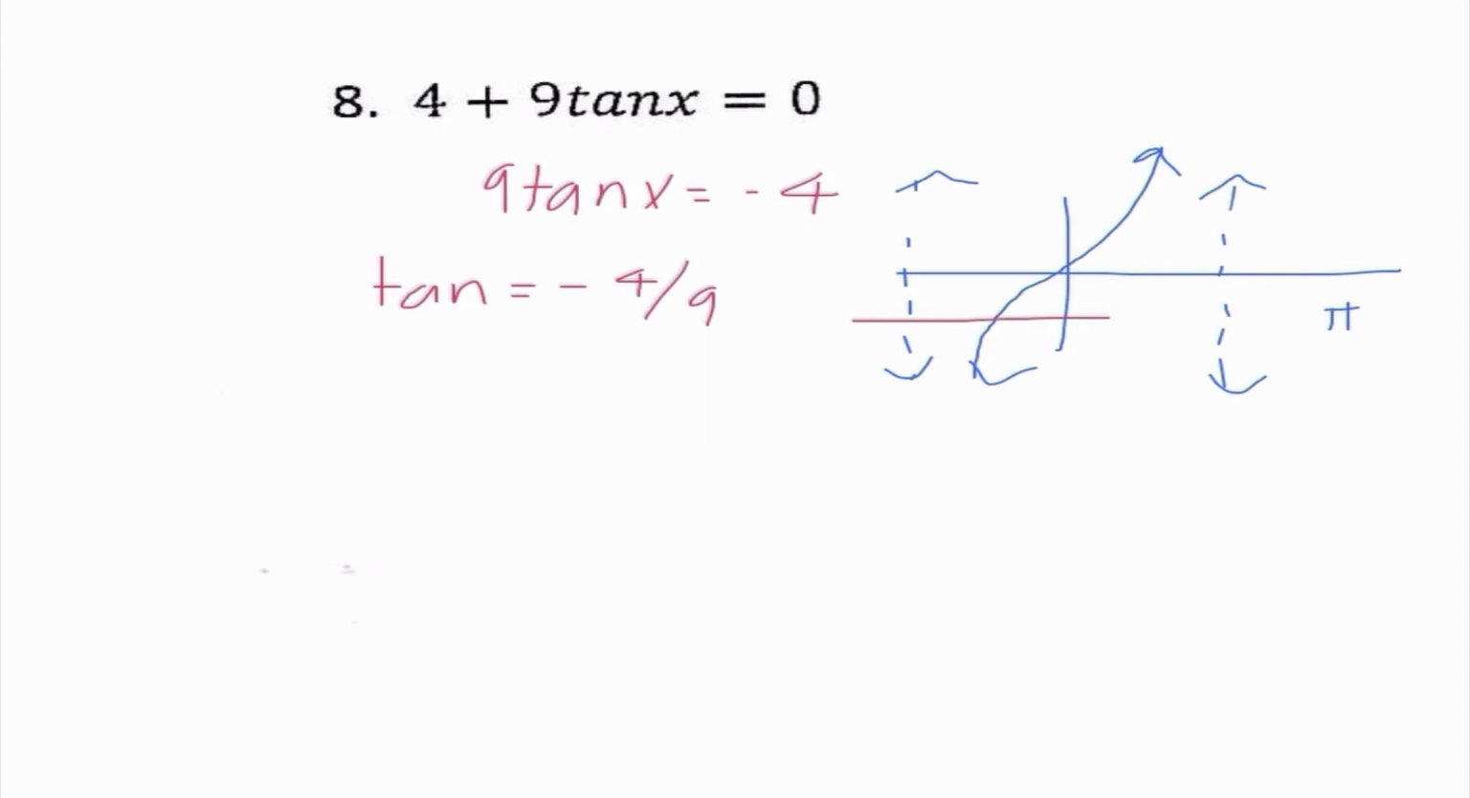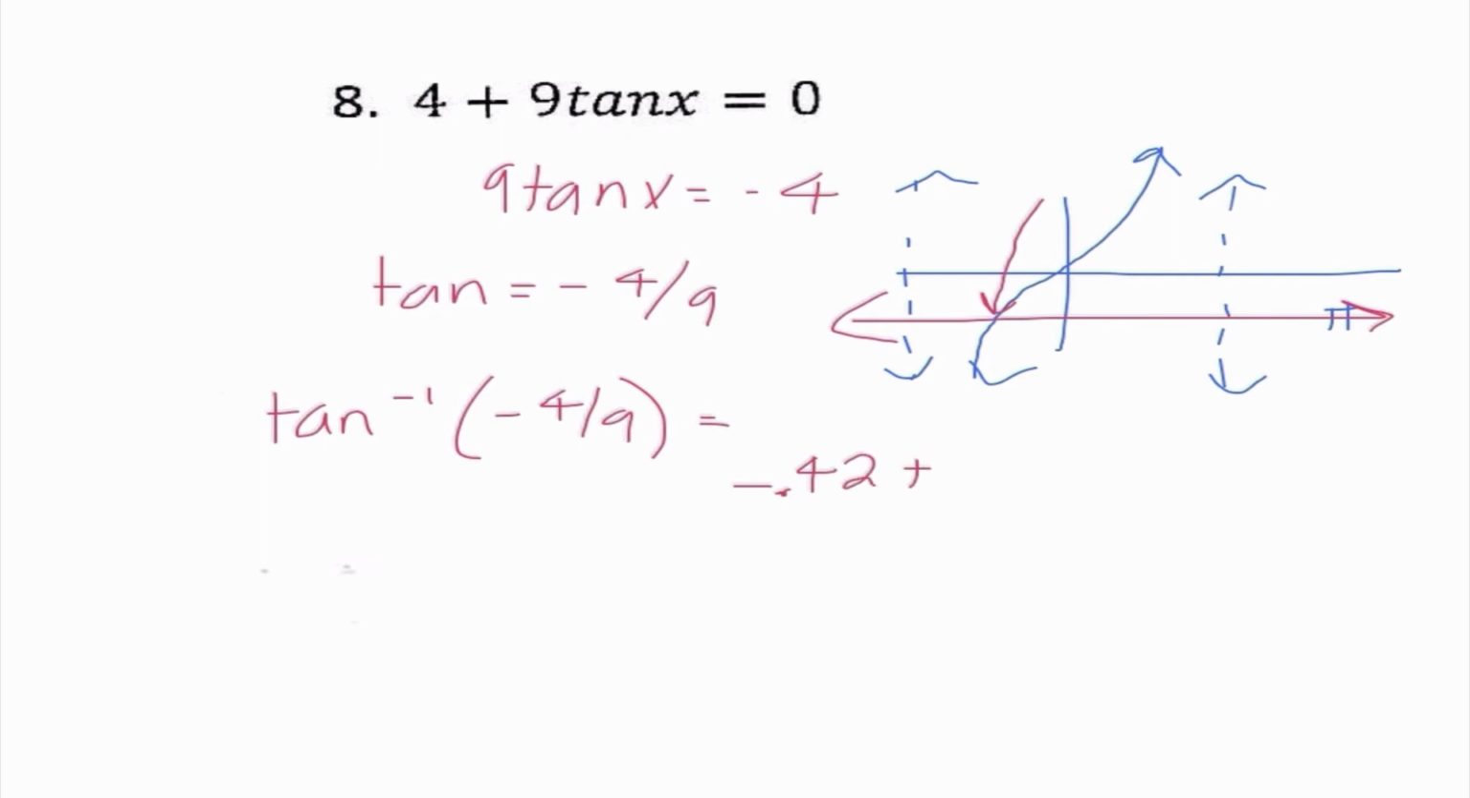Okay, once again, negative 4/9 would be somewhere down here. And I notice that there's only one point of intersection. So in my calculator, I'm going to do tan inverse of negative 4/9. And I end up getting negative 0.42. And since this is tangent, I'm just going to add k pi onto that because it's repeating every single pi.